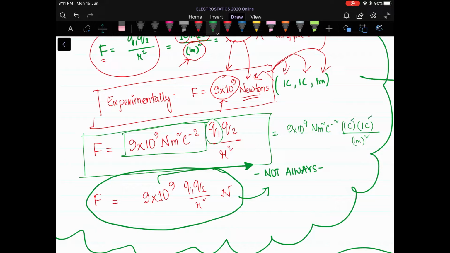Notice this Coulomb and Coulomb will be cancelled by this. This meter square will be cancelled by this, and we will get 9 into 10 to the power 9 newtons, which is the correct answer.